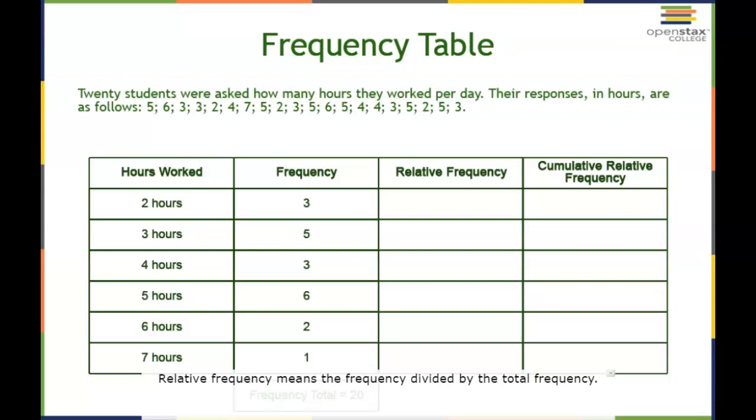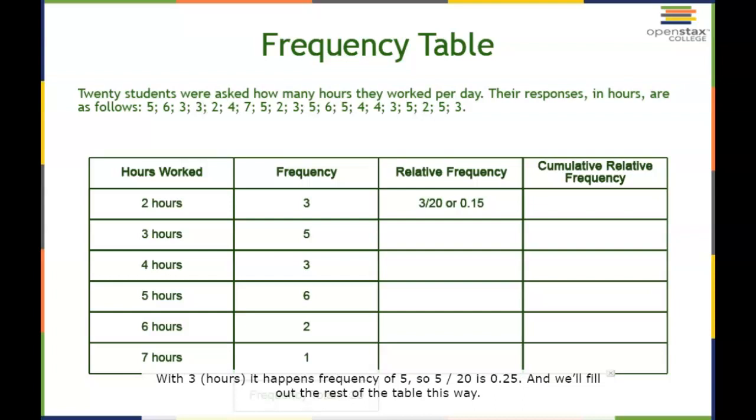Relative frequency means the frequency divided by the total frequency. In other words, 3 divided by 20, or 0.15 for the 2-hour work. We'll do this for each of the categories of hours worked: the 3, the 4, the 5, the 6, the 7. For the 3, it happened with a frequency of 5. So 5 divided by 20 is 0.25. And we'll fill out the rest of the table this way.